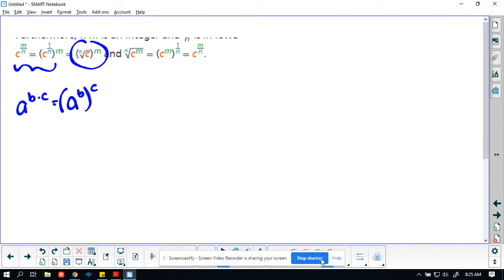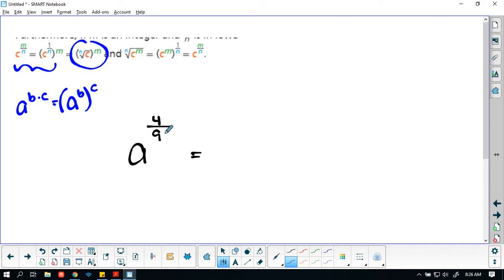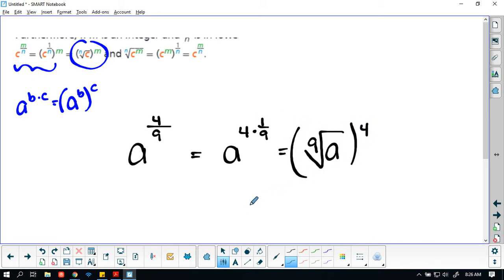So what we're looking at here is if I had, I don't know, a to the 4/9 power. What they're trying to get at is this is actually a 4 times 1/9, which means that this is the 9th root, taking this denominator, of a to the first power, raised to the 4th power.